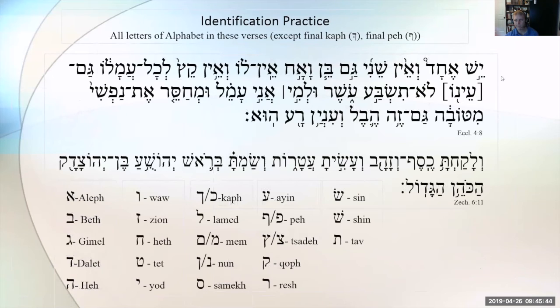Okay, now I'm going to leave this up for just a minute, and I want to just note that in this slide you can find in both of these verses, Ecclesiastes 4:8 and Zechariah 6:11, every letter of the alphabet. Now, it doesn't mean you'll have all of the final forms. You don't have a final kaf, and you don't have a final pay in either one of these. So just note that. So this is what I would recommend you doing. While I'm talking about it, you can just pause this video.